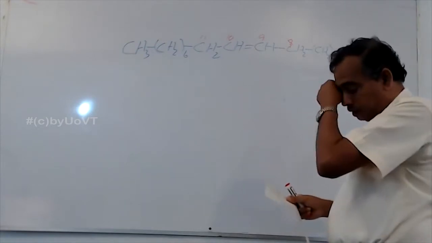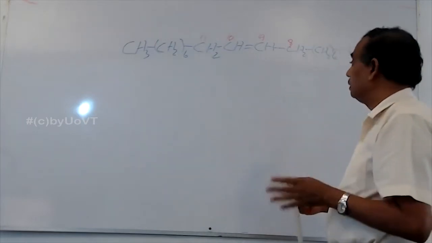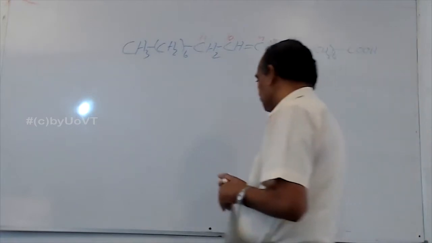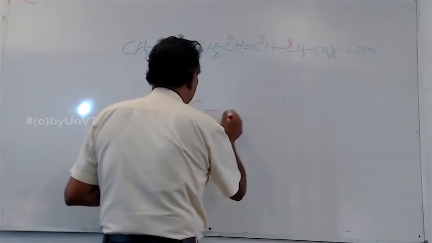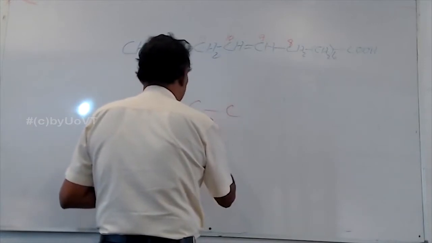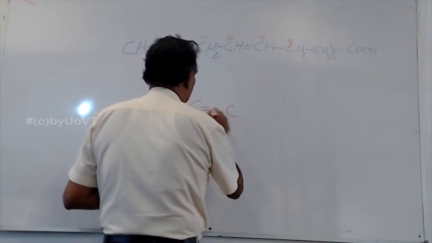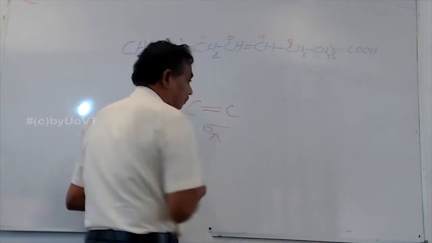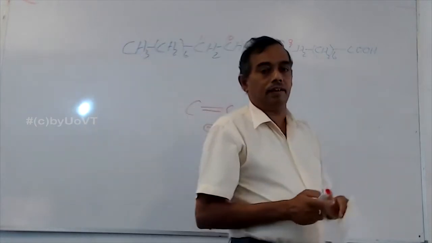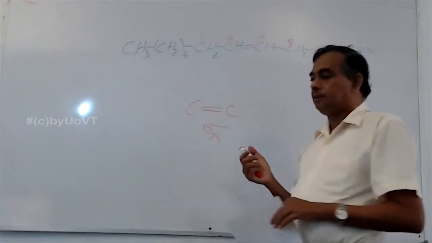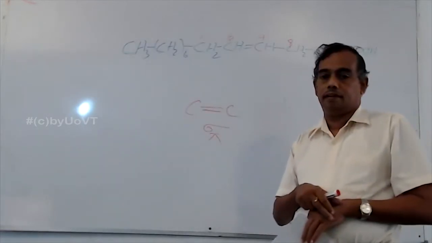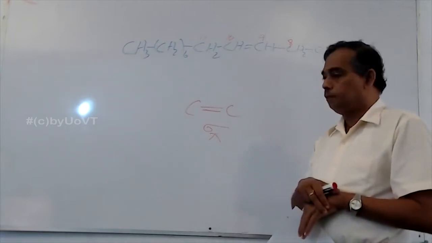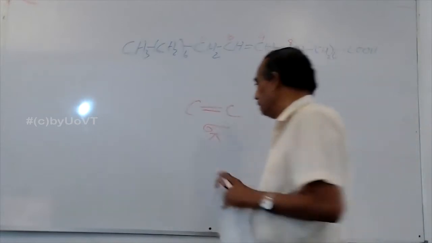The reaction starts at this position because of this double bond. What is a double bond? If you take 2 carbons, one bond is a sigma bond and the other bond is a pi bond. In organic chemistry, you may have learned this theory. If you take a double bond, one is a sigma and the other is a pi bond, due to the pi electron cloud.